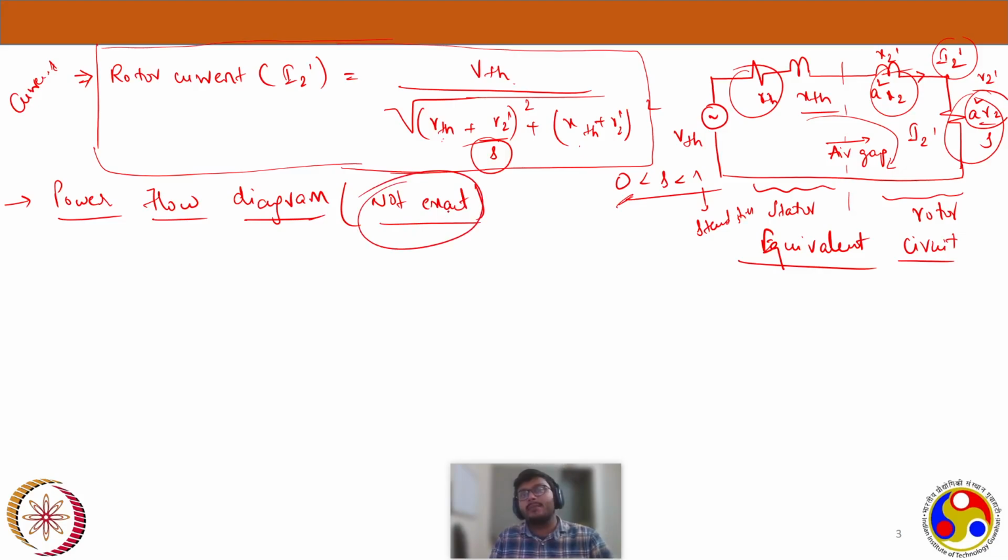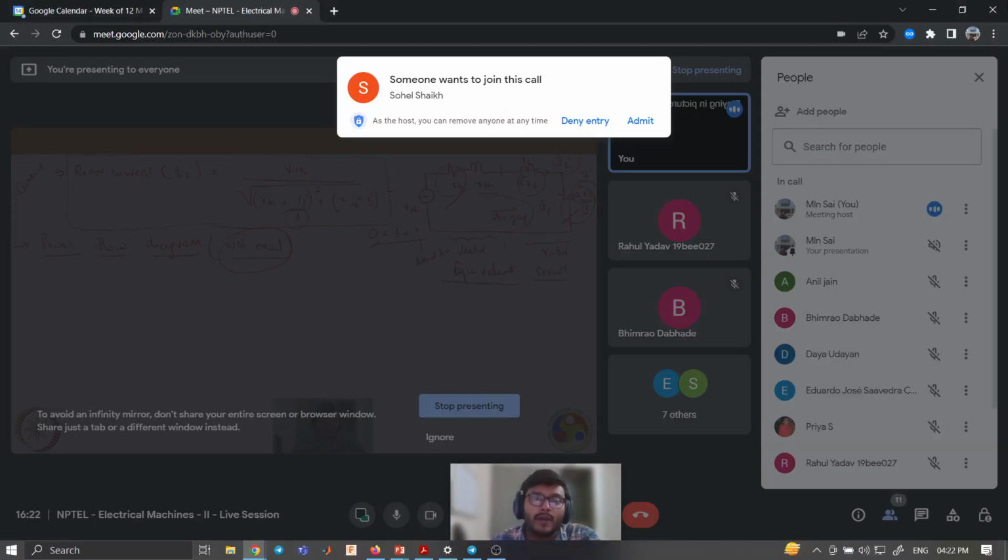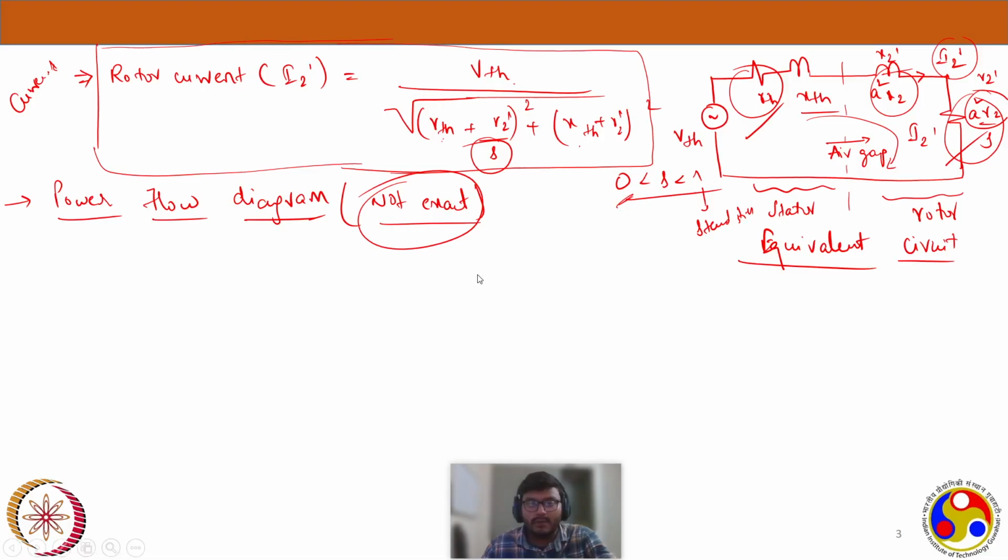Why did I call it not exact? Because I'm just taking into account the copper losses here. Apart from copper losses, we also have core losses, both in stator and rotor, and also some mechanical losses. We call them friction, windage, and bearing losses due to the movement of the machine. We are neglecting all these losses. That's why it's not exact. We will also look at the exact power flow diagram later, but that will be a complex one. Before going to that, let's see what the basic losses are, so it will be easy for you to understand. Now I'm showing it in a diagram.